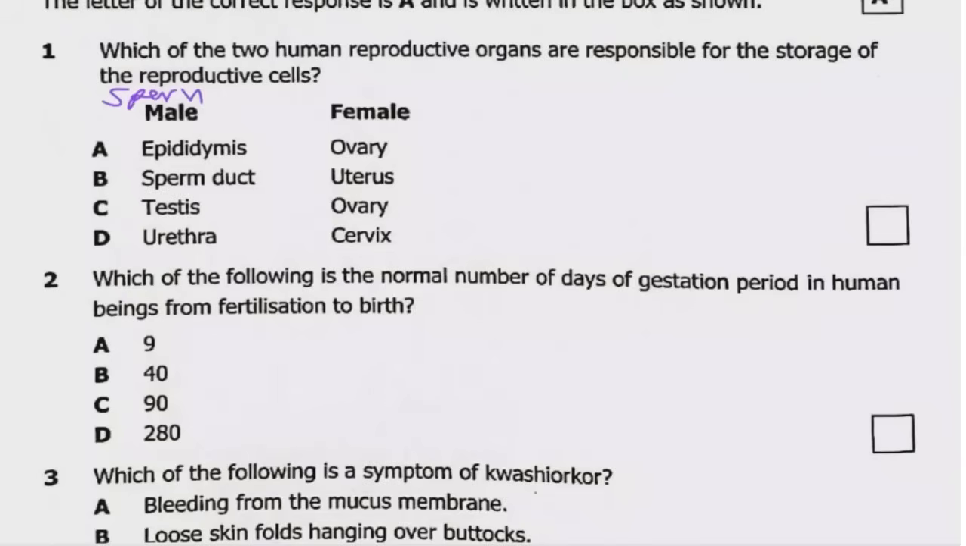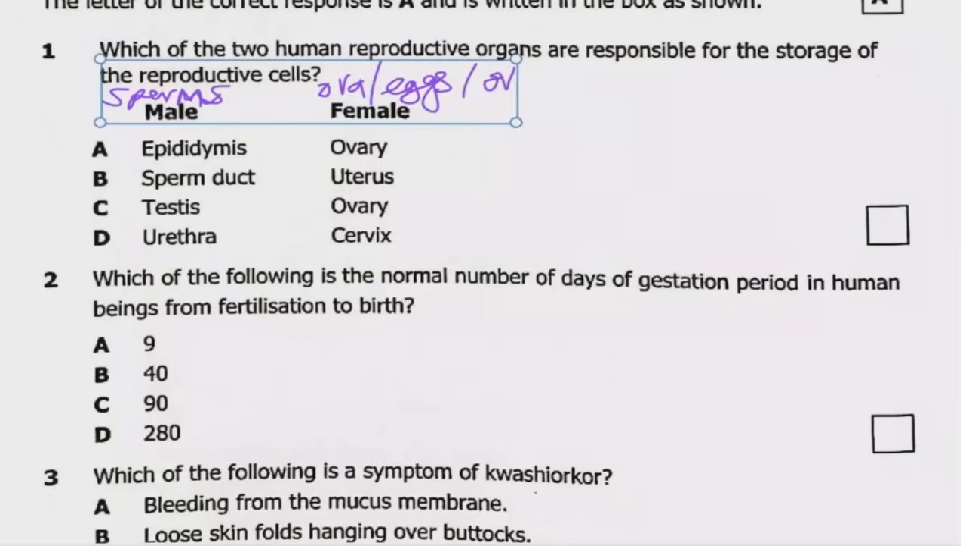Okay, that is sperms. Then reproductive cells in female, that is ova, or sometimes they are called eggs, and sometimes they are also referred to as ovum. It's ovum, like that. Okay, so ovum is a synonym word for eggs or ova.